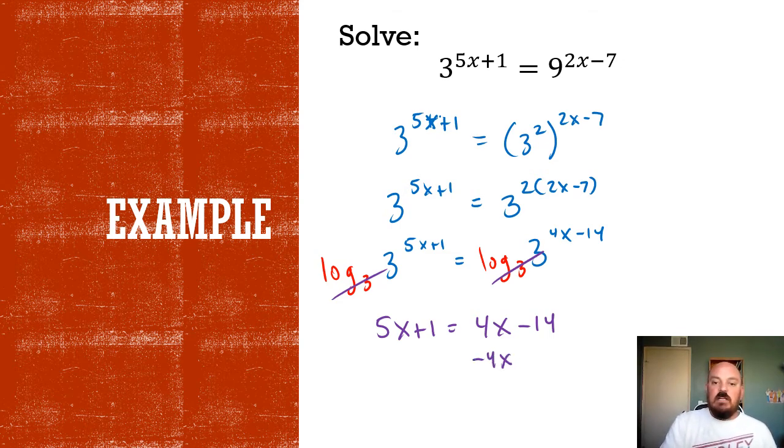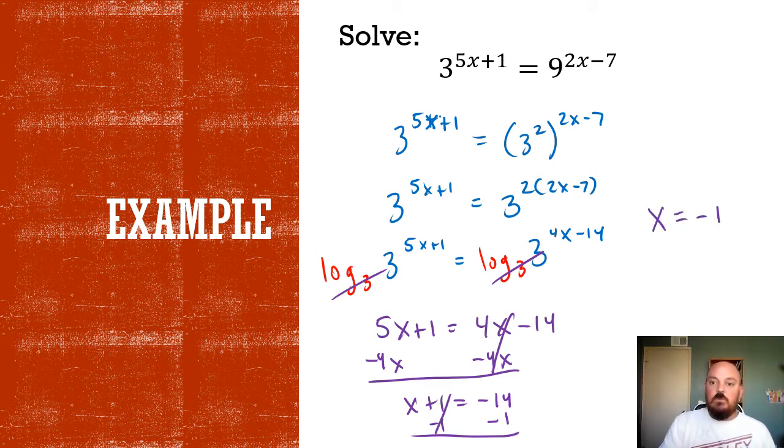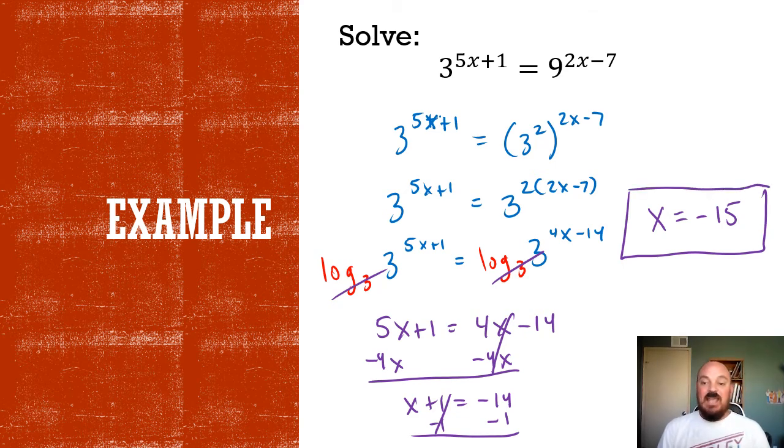So let's subtract 4x from both sides. We get x plus 1 equals negative 14. Subtract 1 from each side. And our final answer is x equals negative 15. And I did say final answer because this was an exponential equation and those don't have extraneous solutions. You can check your answer if you want. Like if you go back to the original problem and you plug in negative 15 for x, you'd probably want to use a calculator to do it, but you should get the exact same answer for both.